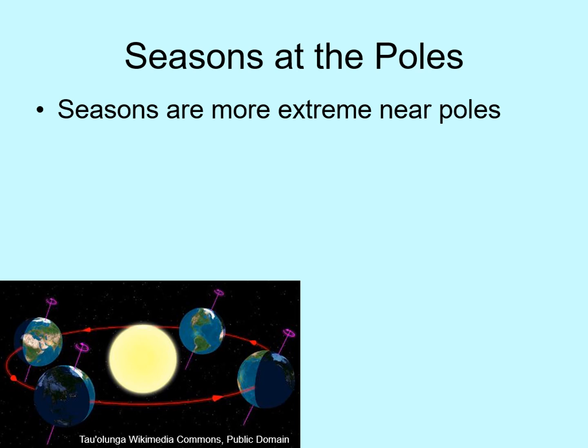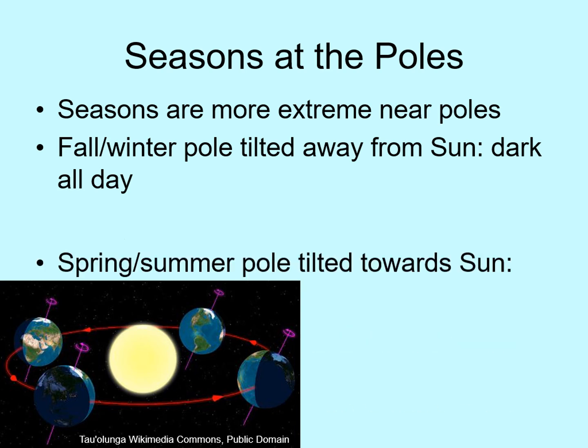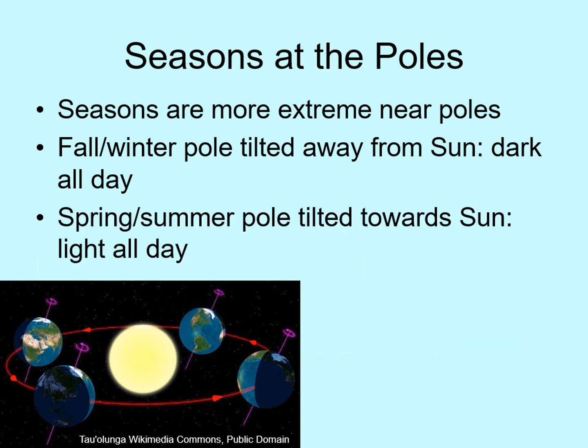At the poles, the difference in daylight between winter and summer is literally night and day. The winter pole is tilted away from the sun, giving 6 months of darkness. The summer pole is tilted towards the sun, giving 6 months of daylight, though the sun never gets high above the horizon. Instead, it just circles around the sky just like the stars do.